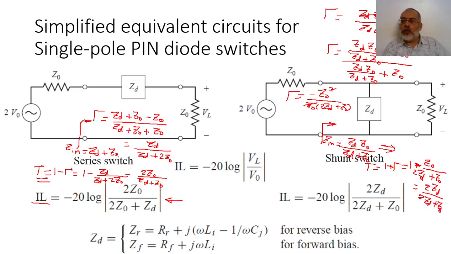Because we are talking about the parallel case, the transmission coefficient is 2ZD over 2ZD plus Z naught. By taking minus 20 log of this value, we obtain the insertion loss. So from here we have the insertion loss for the case of a series diode, and the insertion loss for the case of a parallel diode.